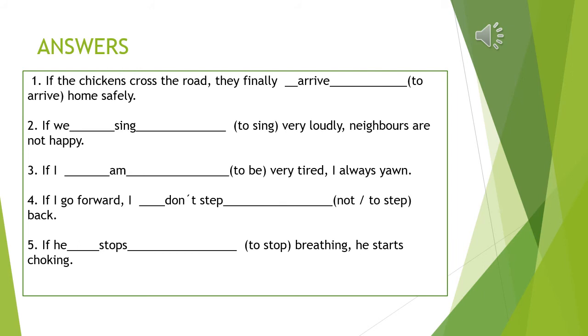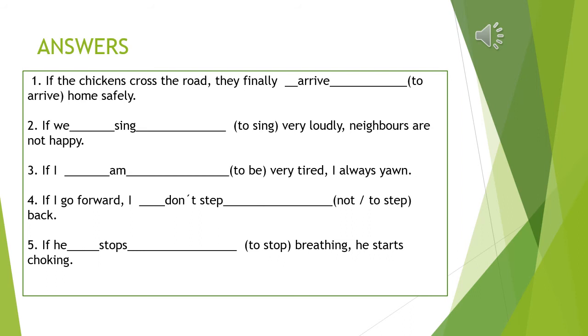Number 2, if we to sing very loudly, neighbors are not happy. Again, you have to identify if the sentence is affirmative or negative. It's affirmative, and the subject is we. So I'm going to use the main form of the verb. To sing, the main form is sing.